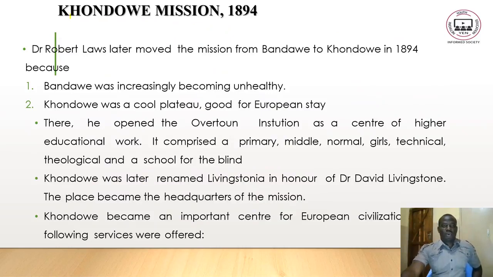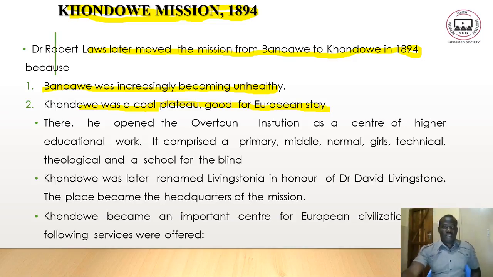So let's look at the Kondowe mission in 1894. Dr. Laws later moved the mission from Bandawe to Kondowe in 1894. Why did he do that? Number one, Bandawe was increasingly becoming unhealthy. The malaria climate was proving to be high there at Bandawe. And also, Kondowe was a cool plateau, good for European settlement.